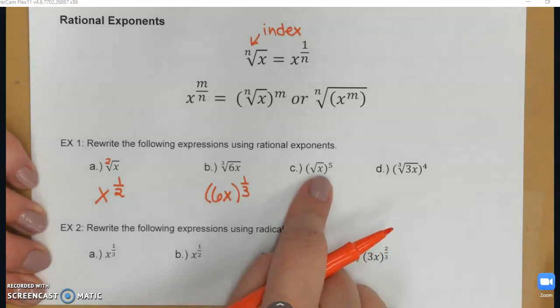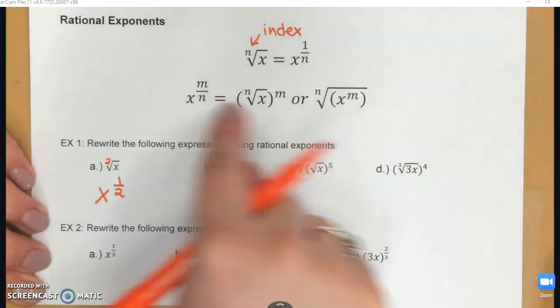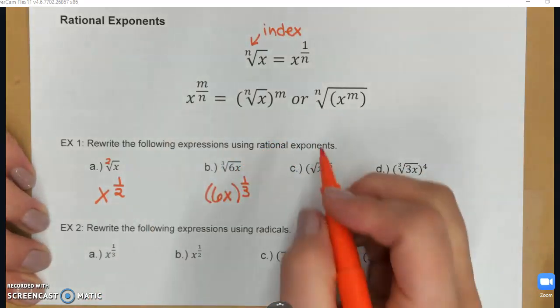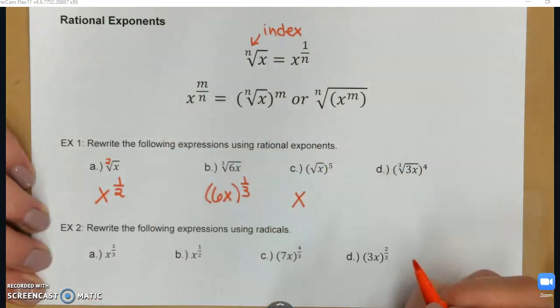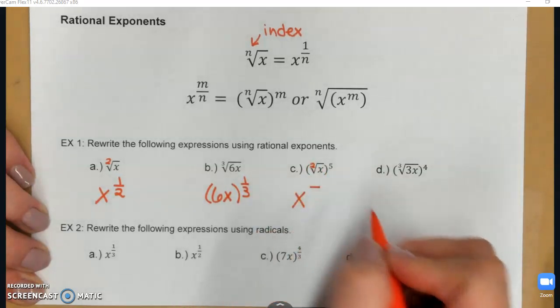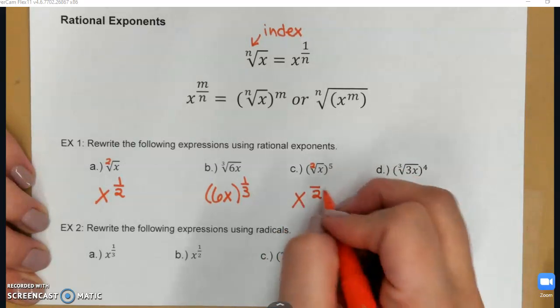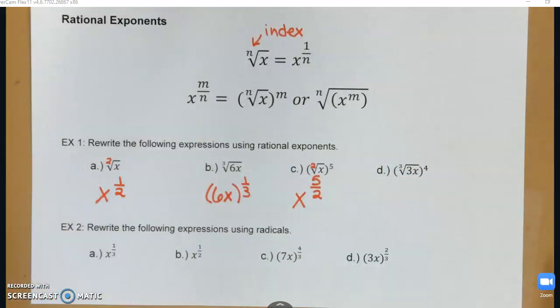Okay, looking on to c, I have the square root of x to the 5th power. So I'm going to have one of these types of exponents here. So x is all that's inside my radical. My denominator is the index. Remember, if it's not written, we're assuming it's 2, so that's going to be my denominator. And then my other power is 5, so that's my numerator. So this is x to the 5 over 2.